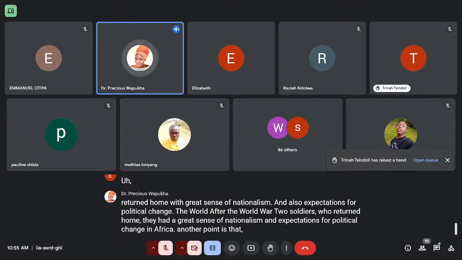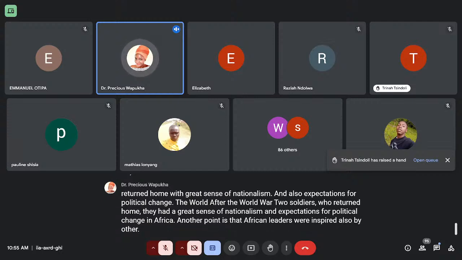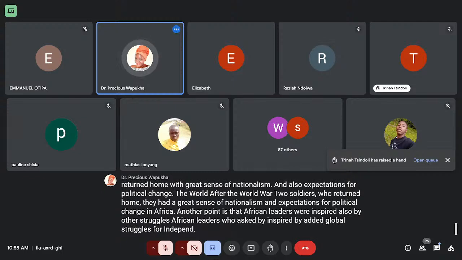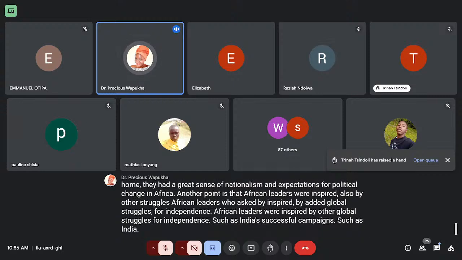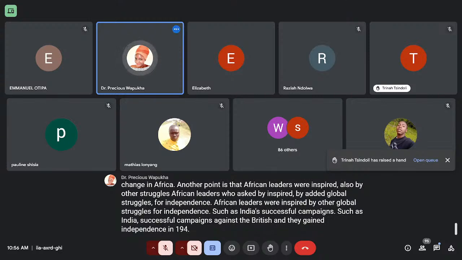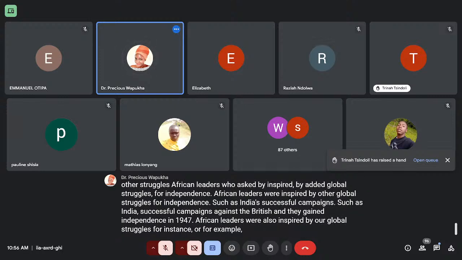Another point is that African leaders were also inspired by other global struggles for independence, such as India's successful campaigns against the British, and India attained independence in 1947.